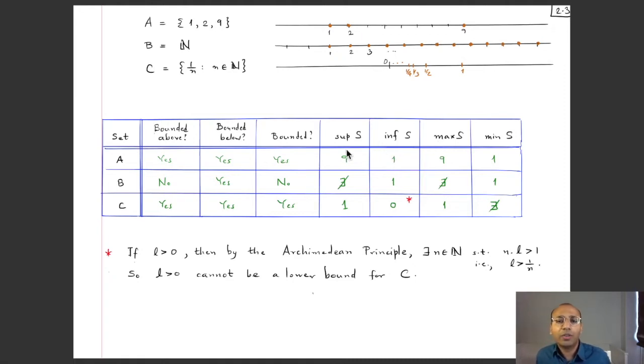And we also see that the supremum of the set, which is 9, belongs to the set. And so the maximum of the set exists and it is equal to 9. Similarly, the infimum of the set, which is 1, again belongs to the set. So the minimum of the set also exists and it is equal to 1. So now let's look at the set of all natural numbers. And we claim that the set is not bounded above.